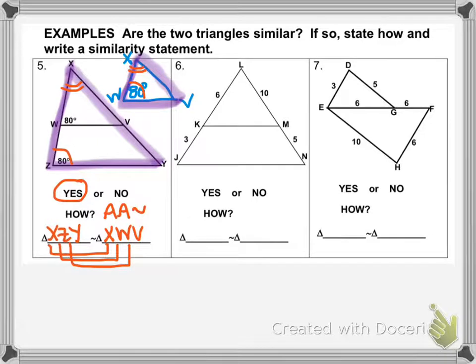All right, let's take a look at 6. 6 also has overlapping triangles. So again, we want to redraw the little one, or you can redraw both of them side by side if that helps you. Sometimes it can still confuse students. So the little triangle is LKM, and I'm also going to put the numbers on there. So I've got 6 and 10.